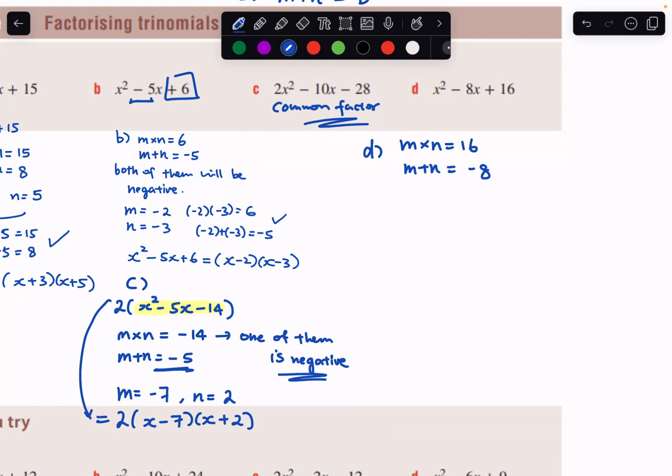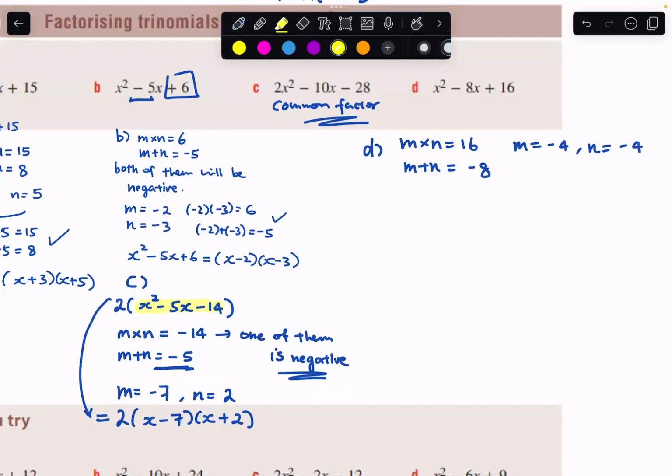We can think about the factors of 16, and then you add them together to equal a negative number, and then you multiply them to be a positive number. So both of them will be negative. So we can do m equals -4 and n also equals -4. Okay, so now you can see they can equal the same number.